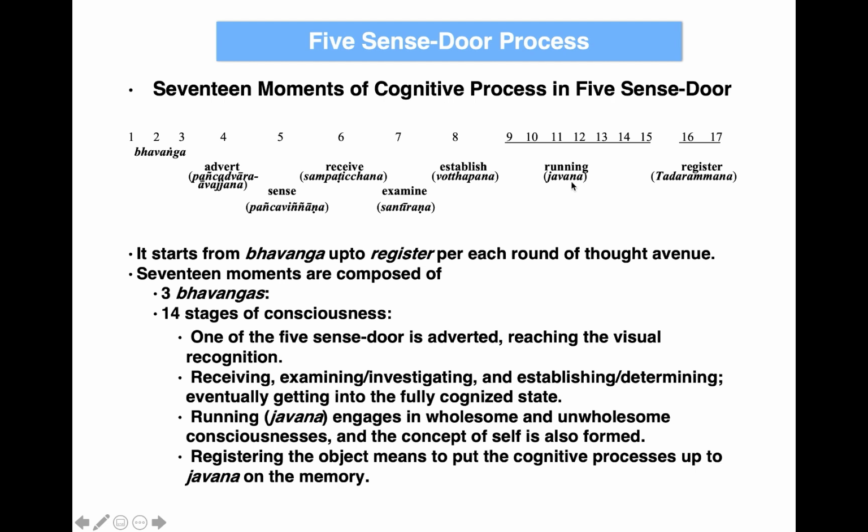Then registering the object means putting the cognitive process up to javana into memory. So as I said, when this man sees the mango next time, he can pull out memory from this register step, and then maybe he skips the previous steps and directly just eats, swallows, and executes this running phase.